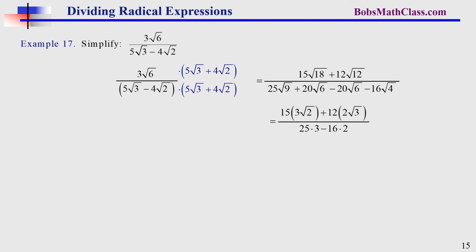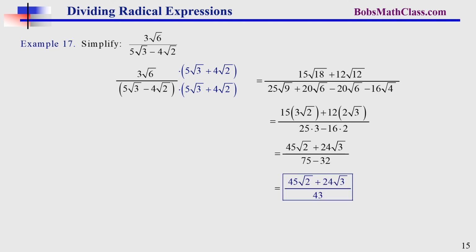In the denominator, we have 25 times 3. That's 75. And 16 times 2, 32. And 75 minus 32 is 43. Nothing will go into 45, 24, and 43. 43 is a prime number. So that's it.